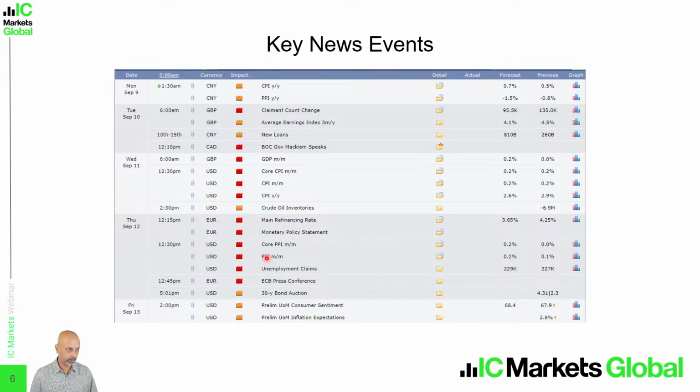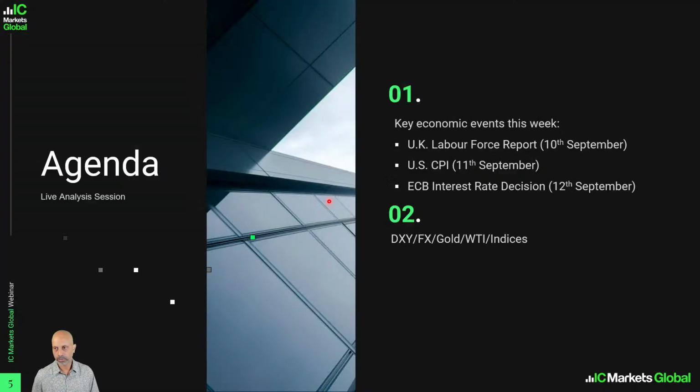Let's see where we stopped off. We were basically looking at the economic calendar for this week. There's quite a few things going on, but I'd just like to bring your attention towards the UK Labour Force Report, US CPI, and the ECB interest rate decision as well.